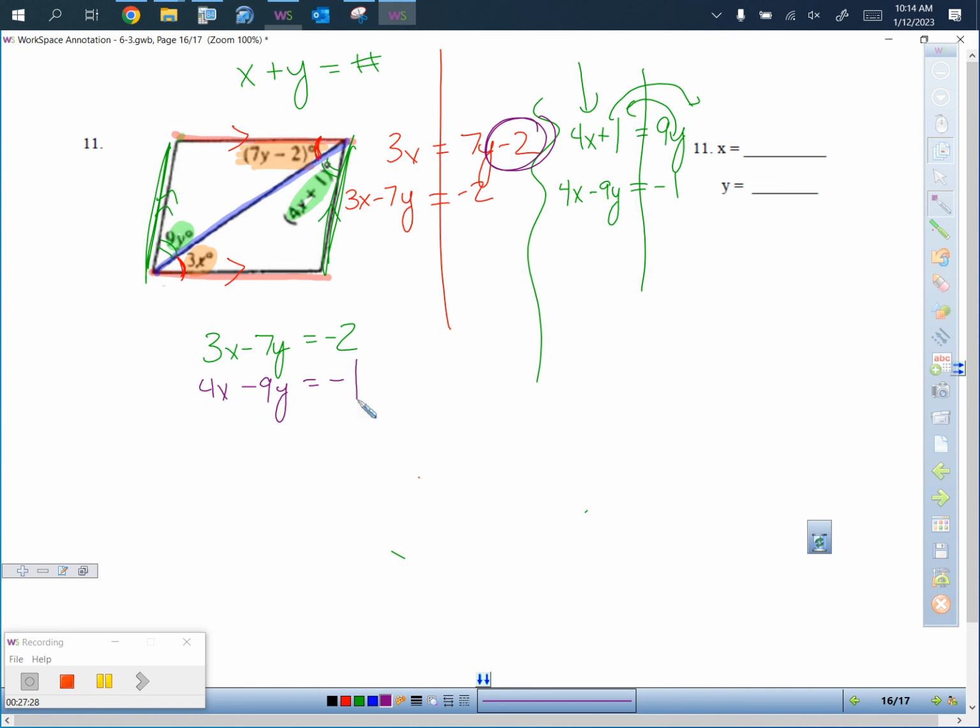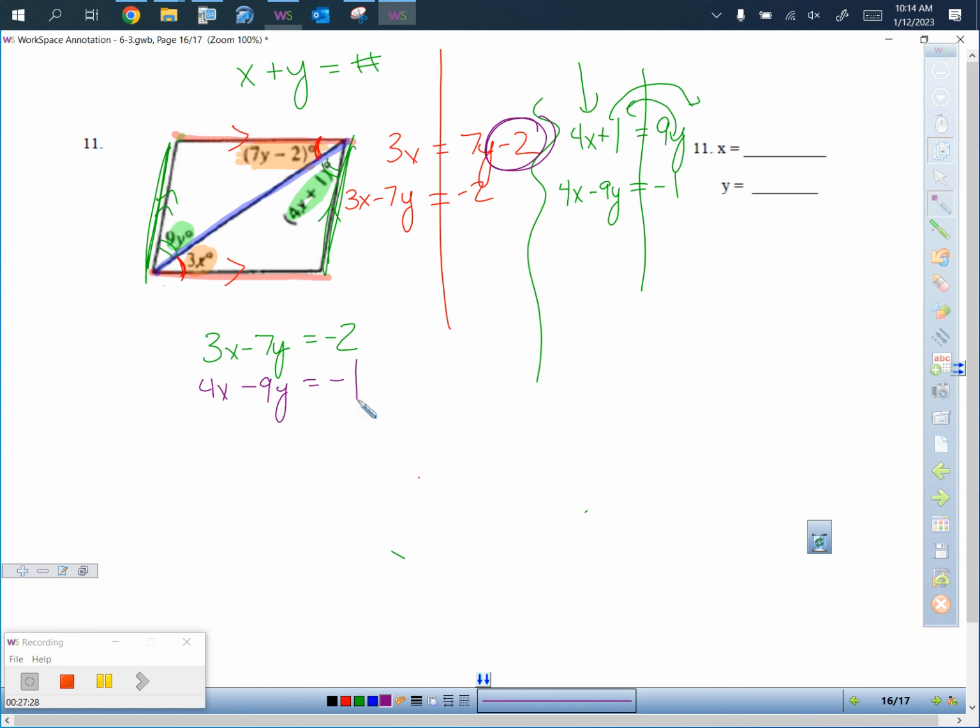What I want to try to do is add them together and get some letter to disappear. Well, it's not an easy move. I could cancel the x's if I want. I could cancel the y's if I want. Here's how I choose. Which one of those has the smaller numbers involved? The x's are dealing with 3s and 4s, and the y's are dealing with 7s and 9s. Who has the smaller numbers involved? The x's. I want to deal with the x's.